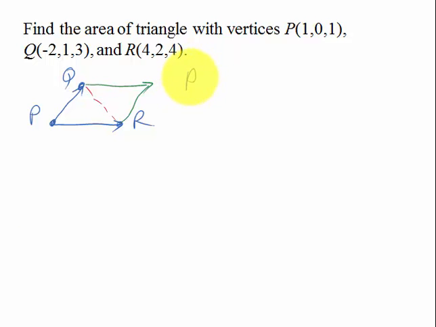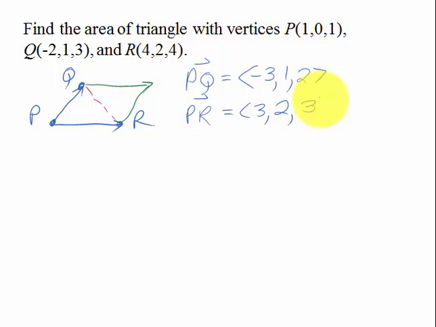So let's find vector PQ. We're going to take Q and subtract P, so that's going to be -3, 1 minus 0 is going to be 1, and 3 minus 1 is 2. And then we're going to take vector PR, and that one is going to be 4 minus 1, which is 3, 2 minus 0, which is 2, and 4 minus 1, which is 3. So here are 2 vectors. Now we want the magnitude of vector PQ crossed with vector PR.